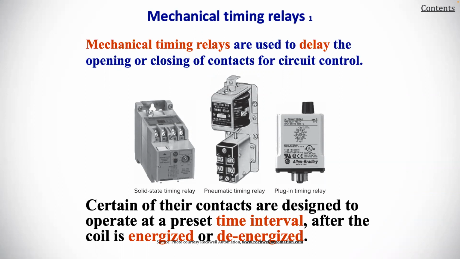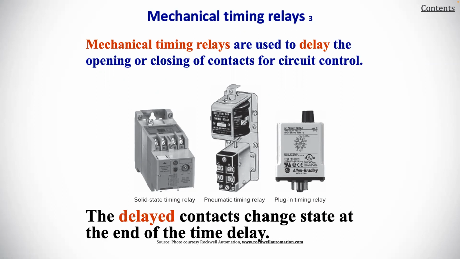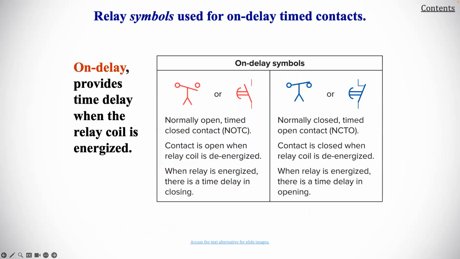Certain of their contacts are designed to operate at the preset time interval after the coil is energized or de-energized. Mechanical timing relays are used to delay the opening and closing, like I said, and then the instantaneous contacts change states as soon as the timer coil is powered. The delayed contacts change states at the end of a time delay, so you can be thinking about that.